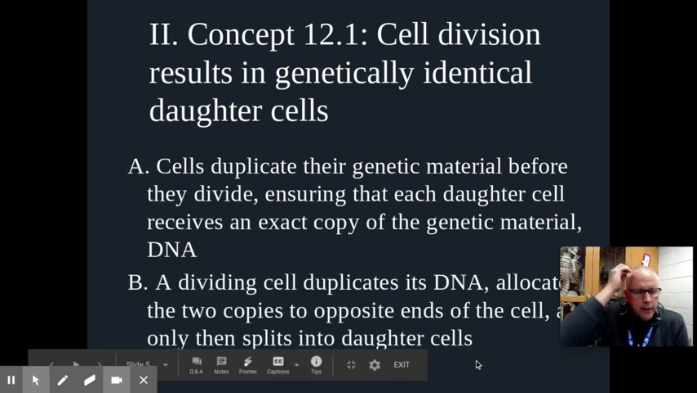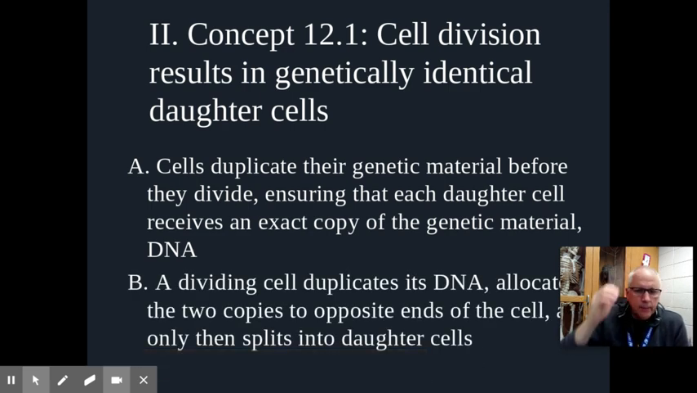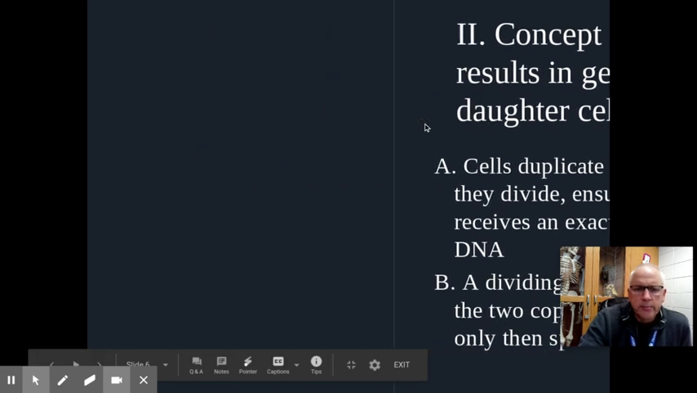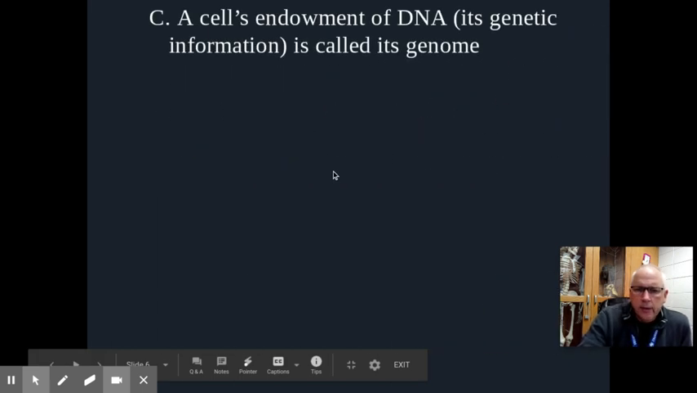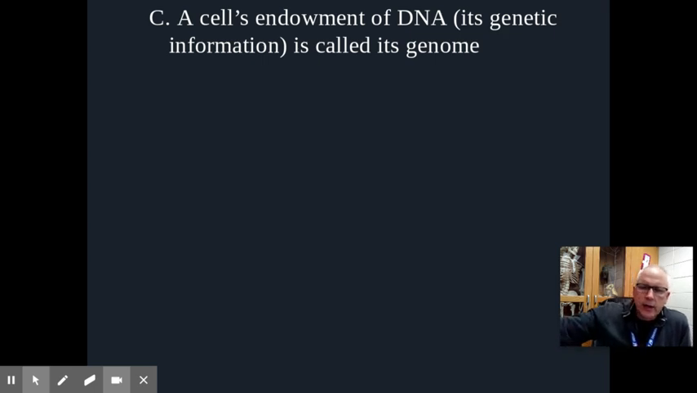Now, if a dividing cell duplicates its DNA and then splits into two daughter cells, that basically is how we keep that information the same in every cell in our body. So if I need more skin, I want both skin cells to have the same information. More blood, I want all the blood cells to have the same information. So in mitosis, we're just taking a cell, and it's like going to the Xerox machine and making a Xerox copy, making mass productions of that same cell.